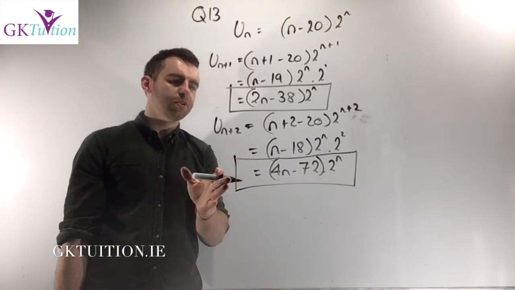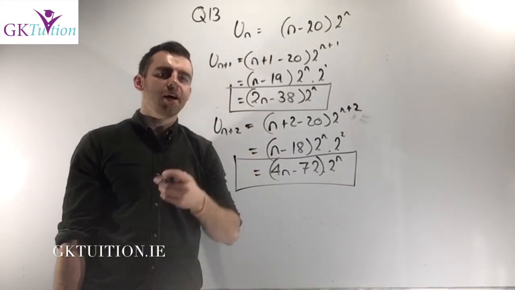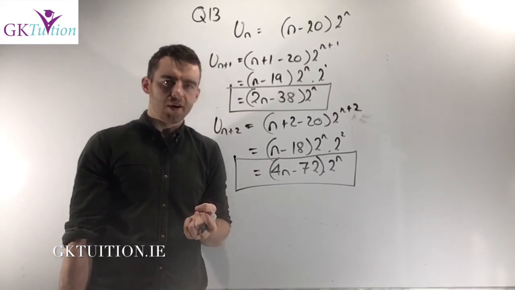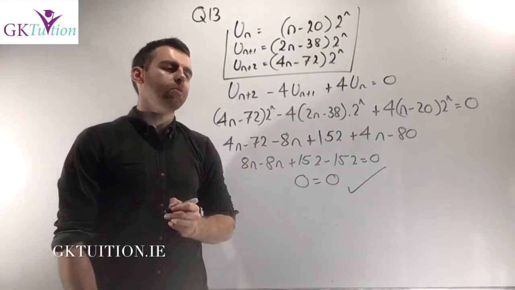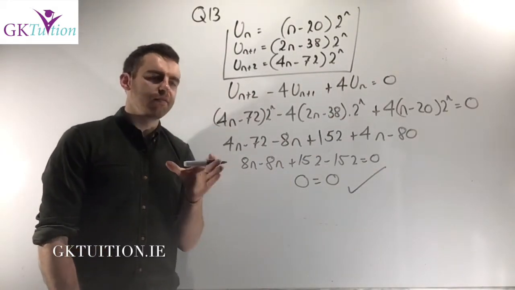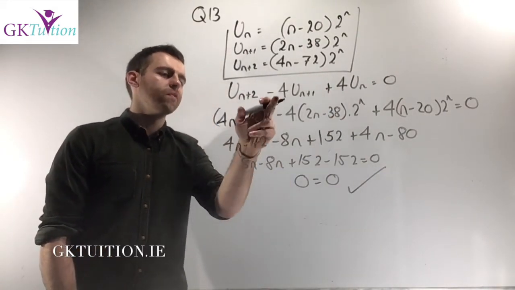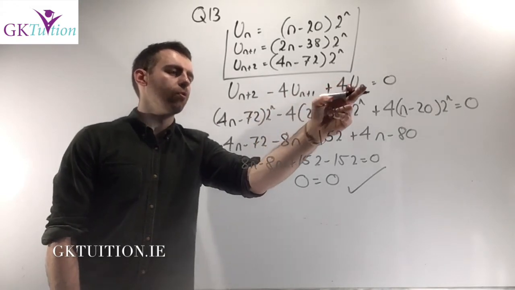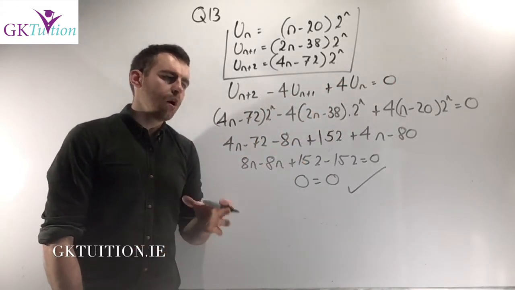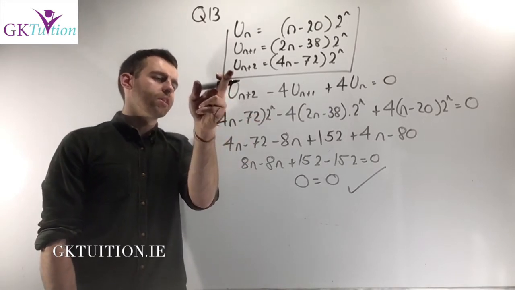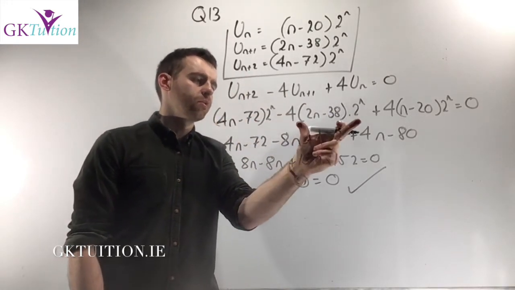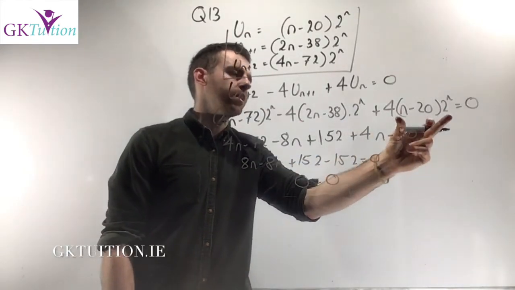Now that I have u(n+2), u(n+1), and u(n), I can investigate what I've been asked to verify. So now that I know u(n+1) and u(n+2), I'm ready to investigate if u(n+2) minus 4 times u(n+1) plus 4 times u(n) equals 0. All I did here was I subbed in. Instead of u(n+2), I subbed in what I had worked out. Instead of u(n+1), I subbed this in. And instead of u(n), I subbed in this.